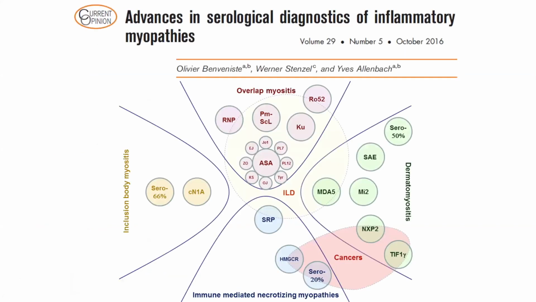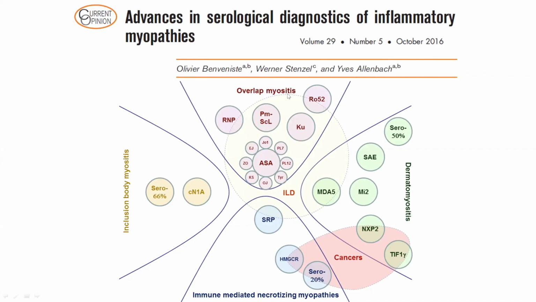So that makes that at the end of the day, this unsupervised classification is very similar to the one we proposed just by common sense, by the observation of the patients, in 4 subgroups: the one of the dermatomyositis with all these specific autoantibodies of dermatomyositis, and cancers are associated with anti-TIF1 gamma and NXP2, as you know. The group of immune-mediated necrotizing myopathies with anti-SRP and anti-HMGCR.